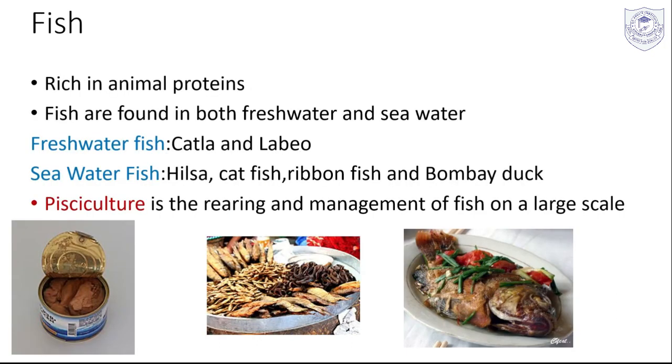Now we'll come to fish. Fish is also rich in animal proteins, and they are found in both freshwater and seawater. The freshwater fish are catla and labio, and the seawater fish are hilsa, catfish, ribbon fish, and Bombay duck. When fish are reared on a large scale, we call it pisciculture, okay? And we can consume fish in various forms, like canned, dried, and cooked.